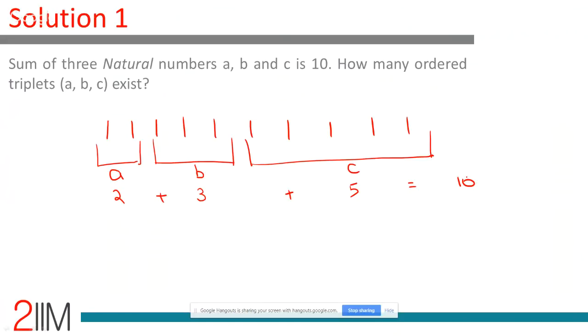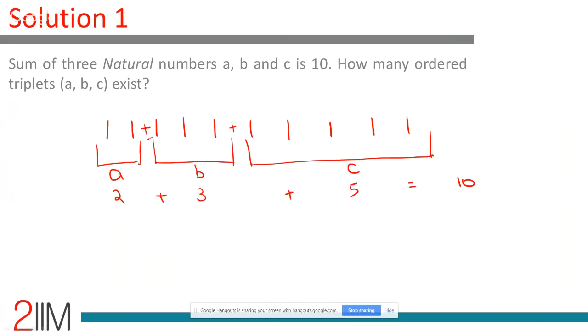You can see that the boxes A, B, C are nothing but the natural numbers A, B, and C mentioned in the question. So we have converted this question, three natural numbers A, B, and C adding up to 10, into allotting 10 sticks and putting them in three boxes. Right? So in one step, we modified this question to look slightly differently. I'm going to modify this even more. Instead of this, I'm going to put a plus symbol here and a plus symbol here. I don't even have to imagine these boxes.